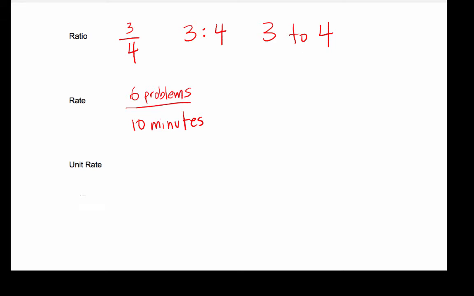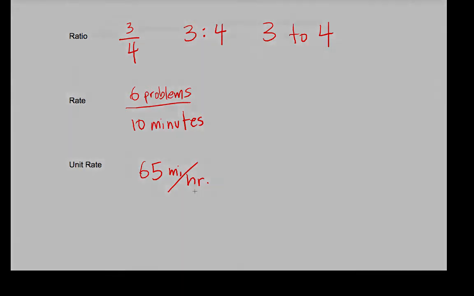A unit rate takes this concept of a rate. The condition here is that instead of saying we do 6 problems in 10 minutes, we would want to know how many problems you do in 1 minute. The most common unit rate is miles per hour. If you're driving on the highway, you might be going 65 miles per hour. 65 miles for every 1 hour. That's the unit rate, unit meaning 1.